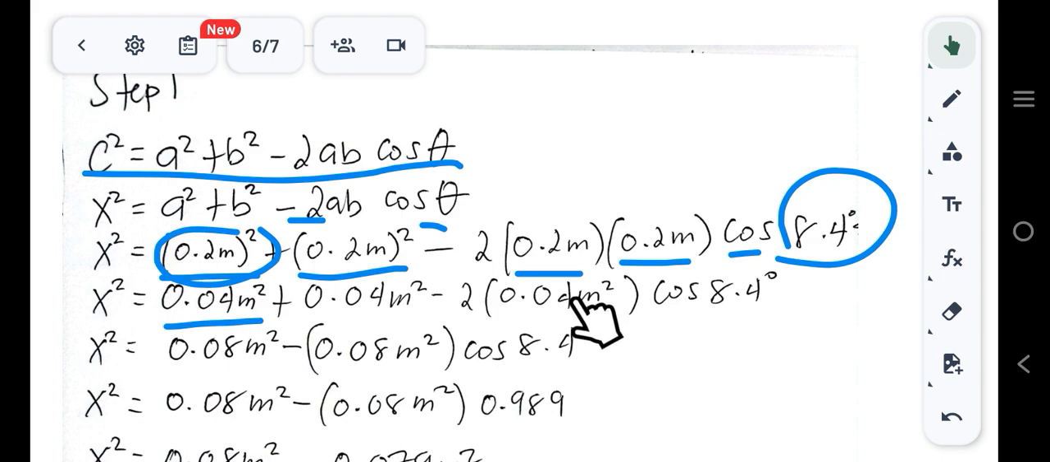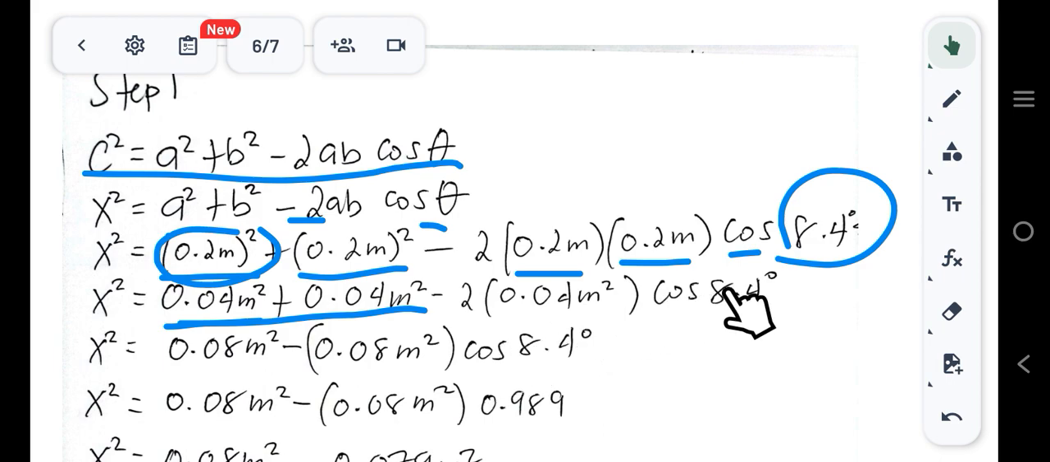And then cosine 8.4 degrees. The next thing that we did is we add this one. We add 0.04 meters squared and 0.04 meters squared. Then you now have 0.08 meters squared minus, we multiplied 2 times 0.04 meters squared. You will now have 0.08 meters squared.